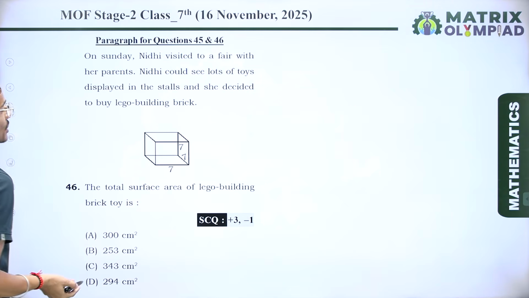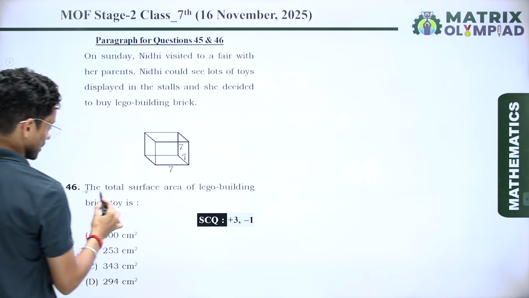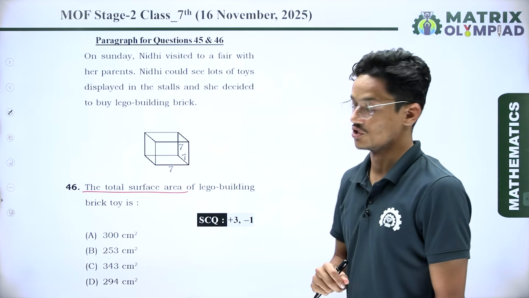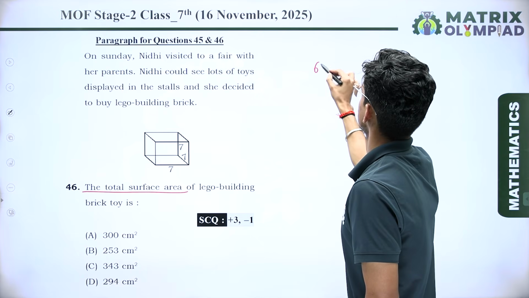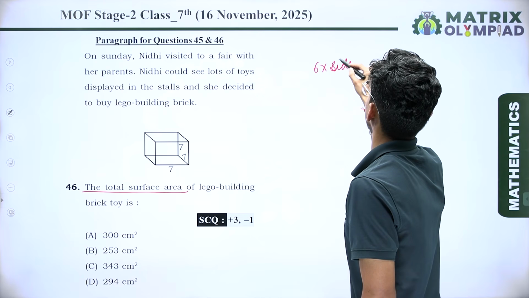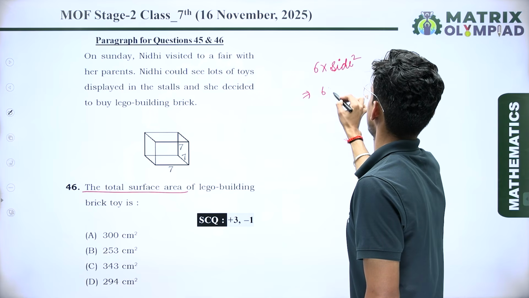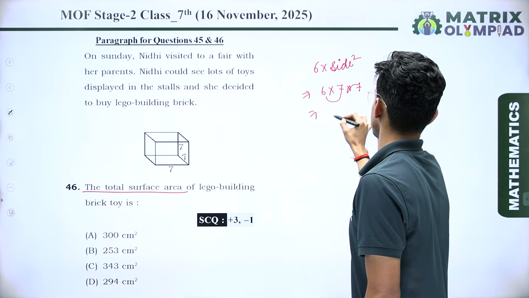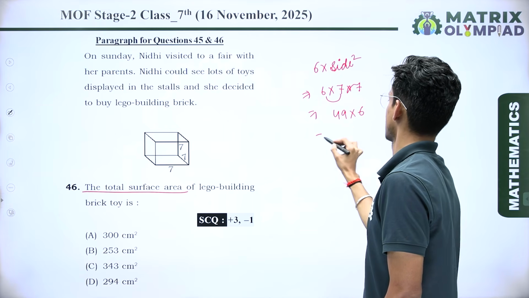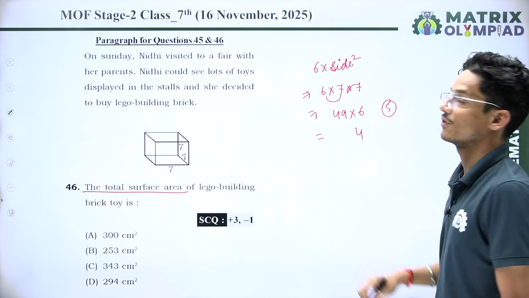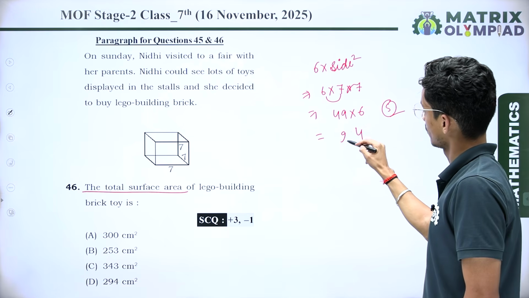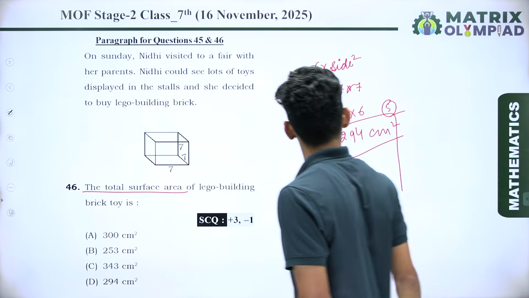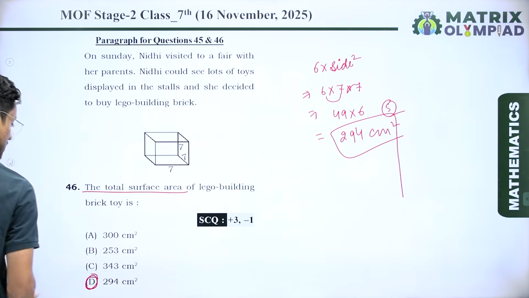So now the next question, which is based on the same paragraph: the total surface area of the Lego building brick toy is. So total surface area, we know, is 6 multiplied by side square. So 6 multiplied by 7 multiplied by 7. It means 7 sevens are 49. 49 multiplied by 6: 6 nines are 54, 4 carry 5; 6 fours are 24, 24 and 5 is 29. So 294 centimeter square. It means option number D is the correct answer here.